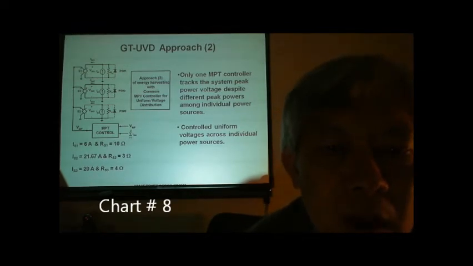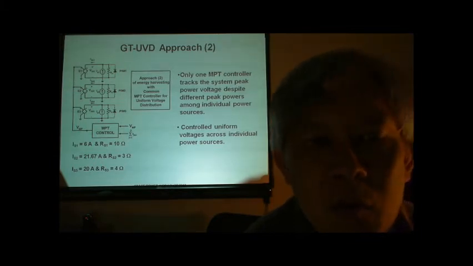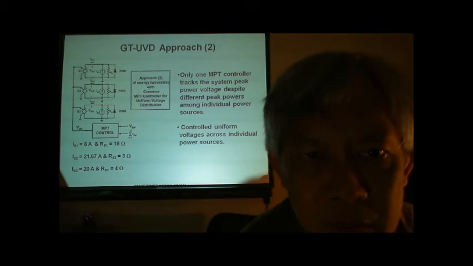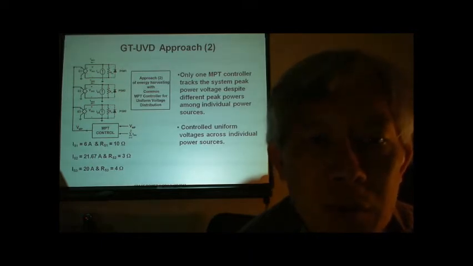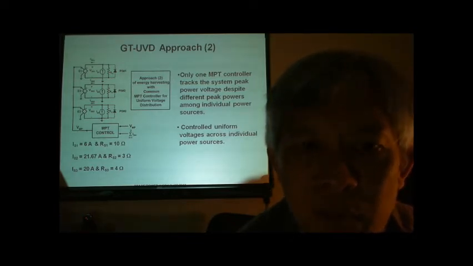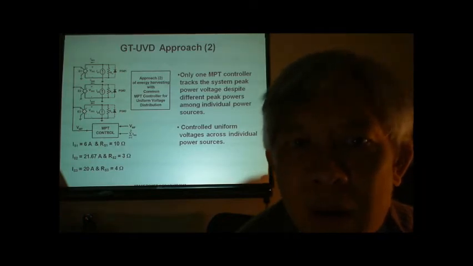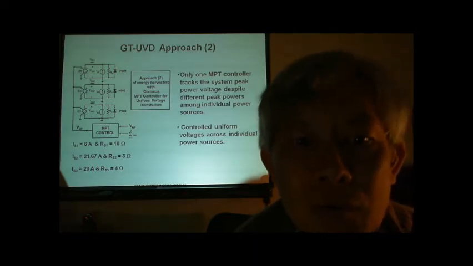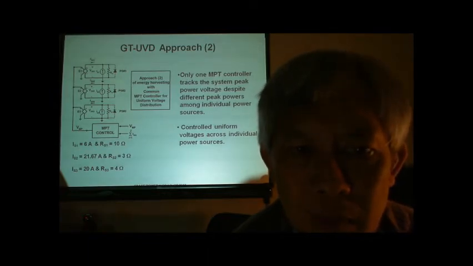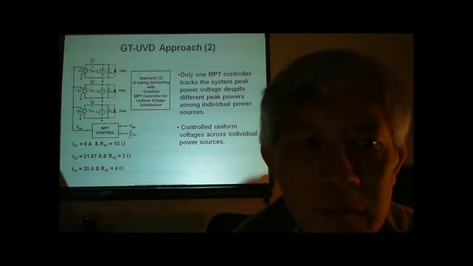The approach that we consider as the main focus of this presentation is group tracking uniform voltage distribution, which is approach number 2. Only one MPT controller is used to track the system peak power voltage despite different peak powers among individual power sources. Uncontrolled uniform voltages are achieved across individual power sources.